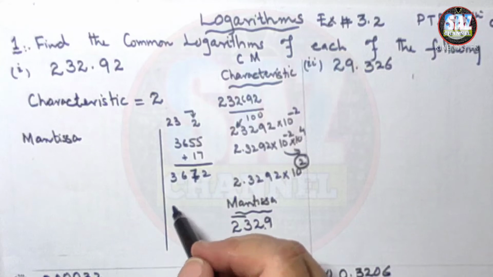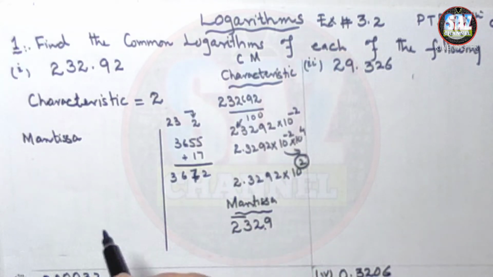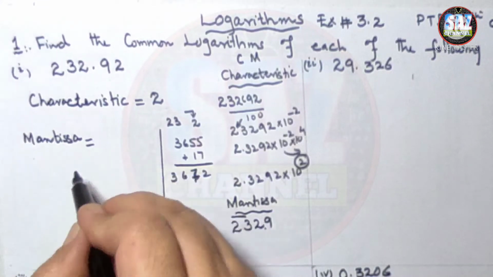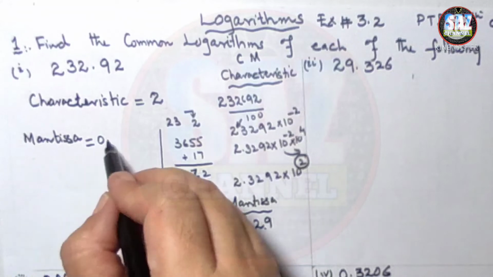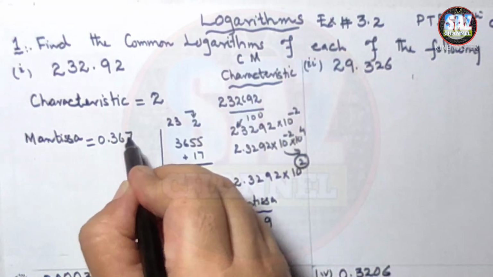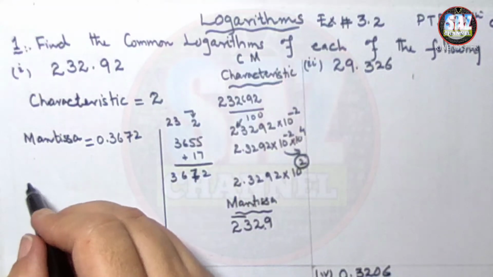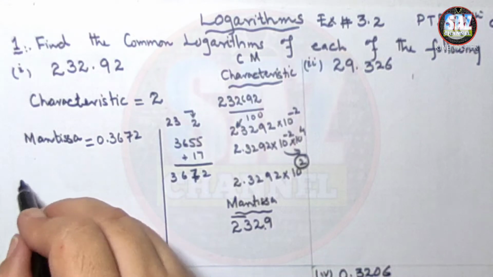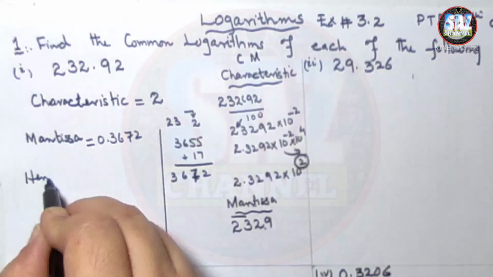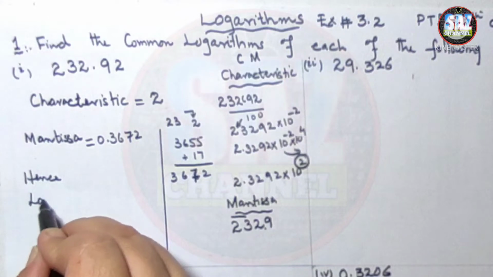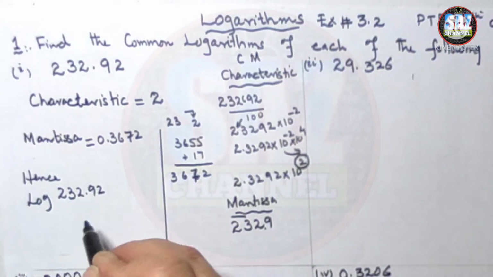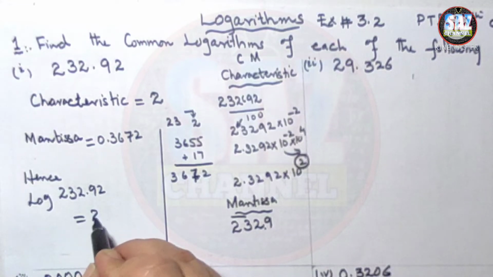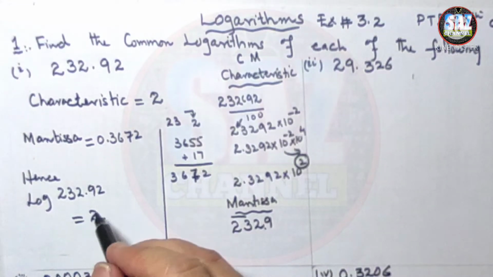And Mantissa, I hope you know well from my previous lesson that Mantissa of any number is the decimal part, so I have to write this calculation with decimal. So 0.3672. So the log of 232.92 will be characteristic 2, and Mantissa 0.3672.